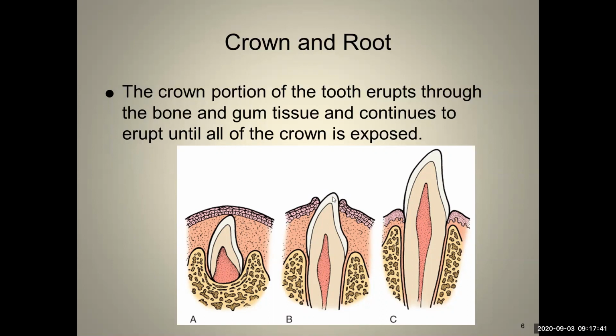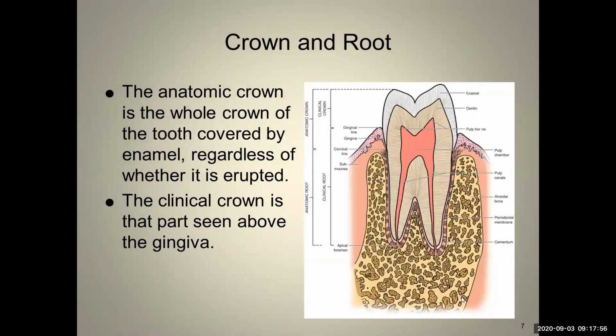So on picture B, the clinical crown is just this tip, the incisal tip. On picture C, the clinical crown is what you see clinically versus what is anatomically present. Are we good with that so far? Clinical crown versus anatomic crown.